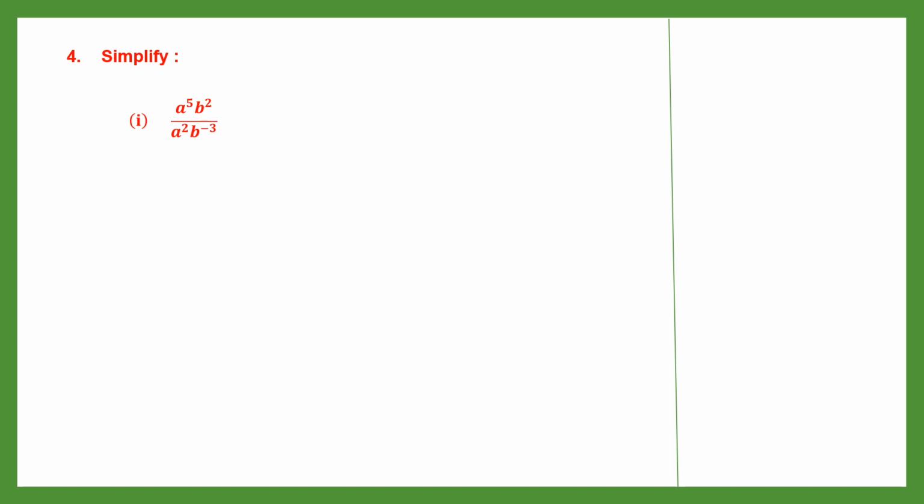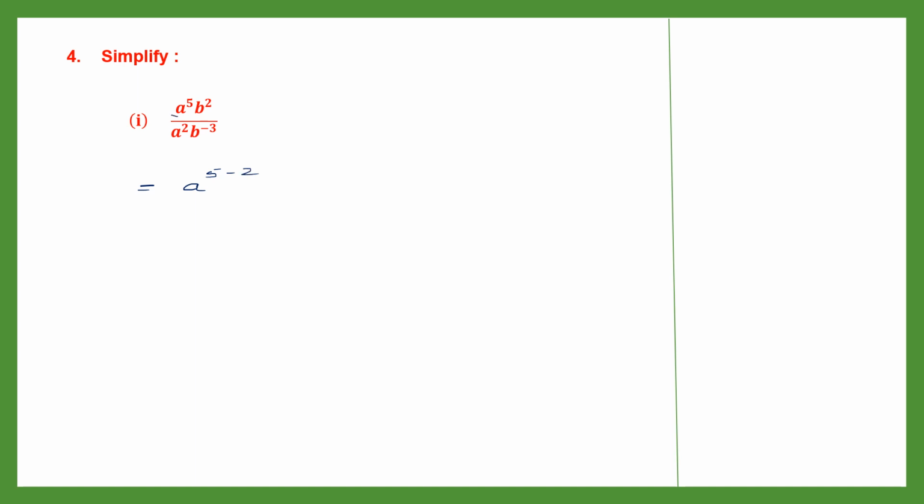Question 4, simplify. Now here we have a to the power of 5, b to the power of 2 divided by a to the power of 2 and b to the power of minus 3. When the base is the same and it is division, we can subtract the powers. So here we can write this as a to the power of 5 minus 2.